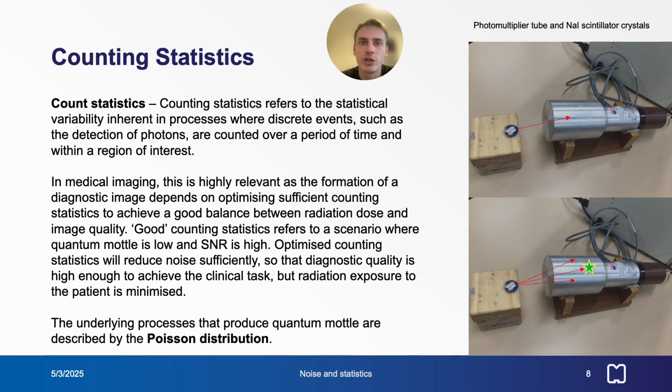If you consider the images on the right that show a photomultiplier tube and sodium iodide scintillator crystal detector setup, clearly a source with a higher activity, as shown below, is more likely to result in a photon interaction in the crystal and thus measuring a decay event.